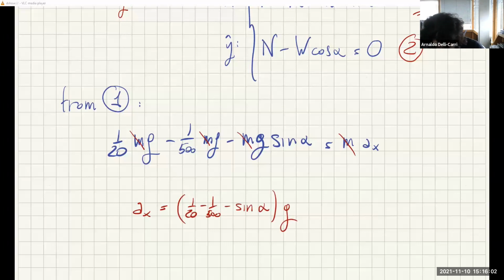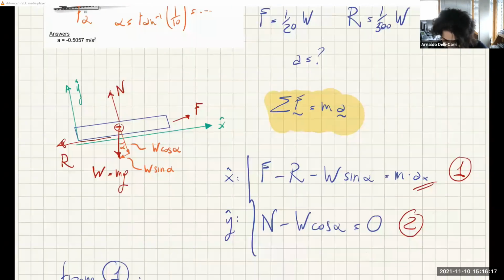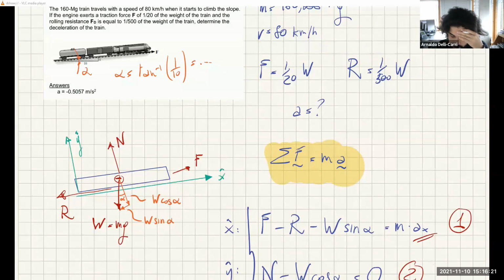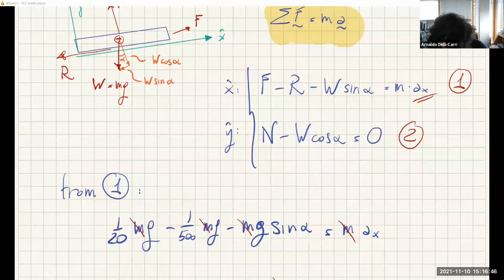This gives me exactly the acceleration. Now, all of these are numbers. We just have to calculate these numbers. Let's find alpha first. Alpha is the arctangent of 1/10. So the arctangent of 0.1 is 5.71 degrees. Let me say here that this one is 5.71 degrees.